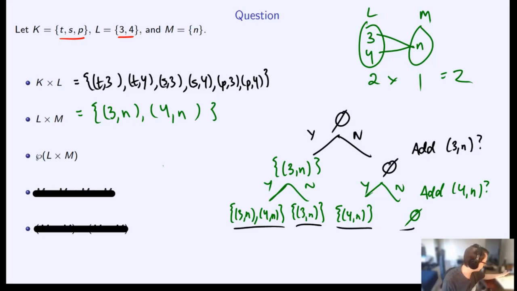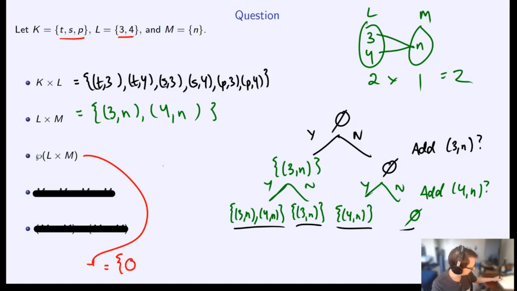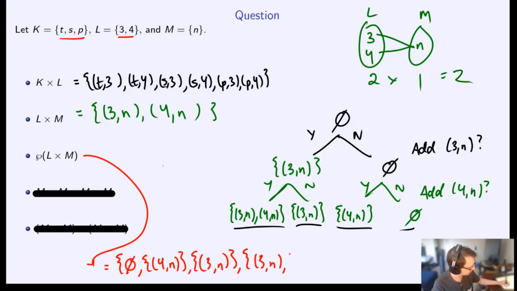So when we write the power set of L cross M, what we're left with is the set containing, and I'm going to write these from right to left, the empty set, the set containing 4n, the set containing the pair 3n, and the set containing the pairs 3n and 4n. So that would be the power set of L cross M. I'm showing you this because there is a question similar to this on your assignment. And yes, it is a little bit ugly, but that's okay. Again, it's the same process as before. It's just the notation is cumbersome.